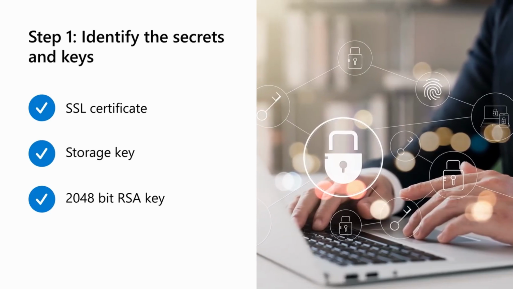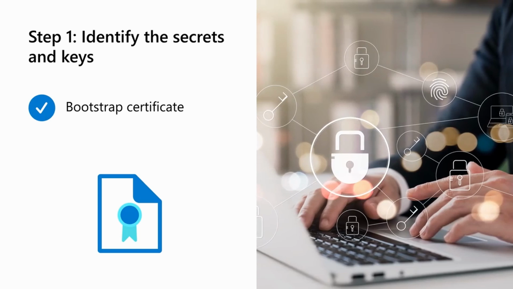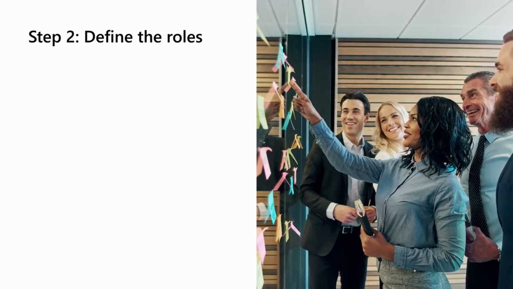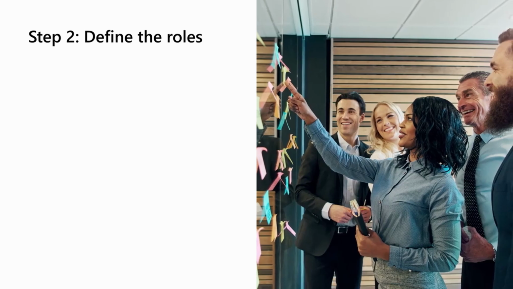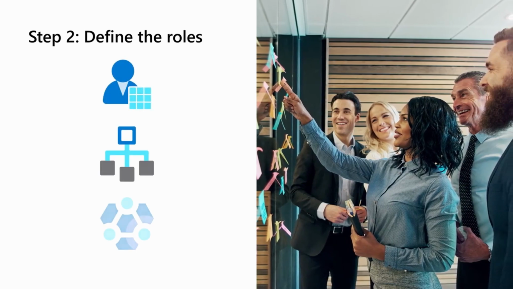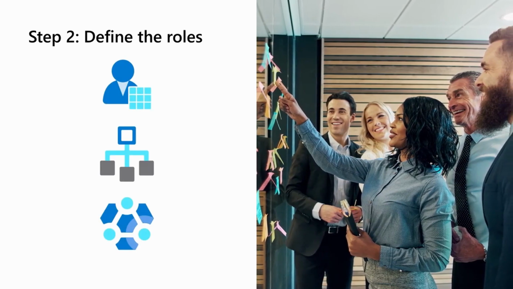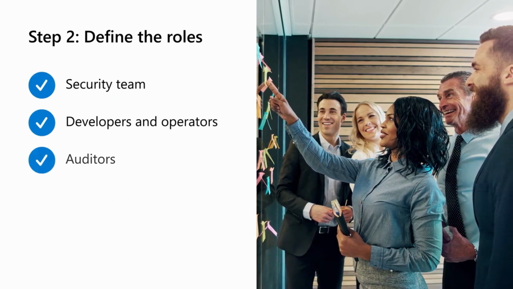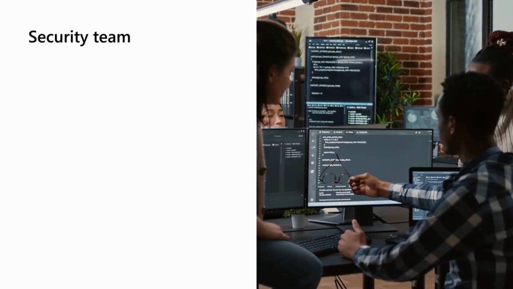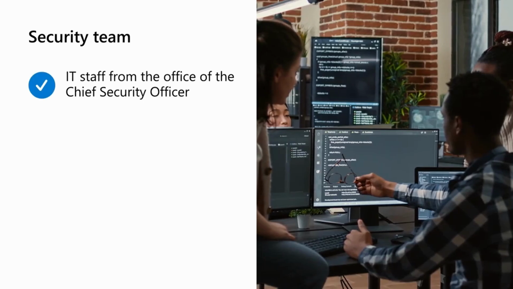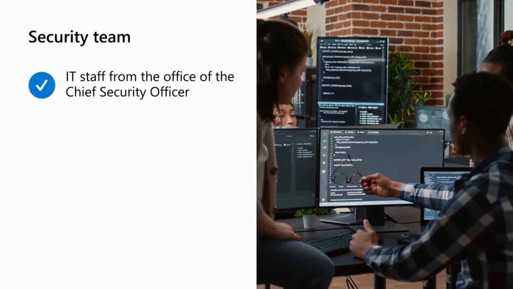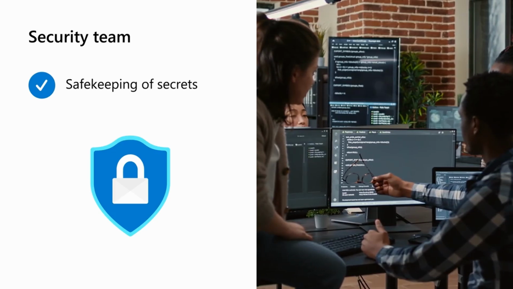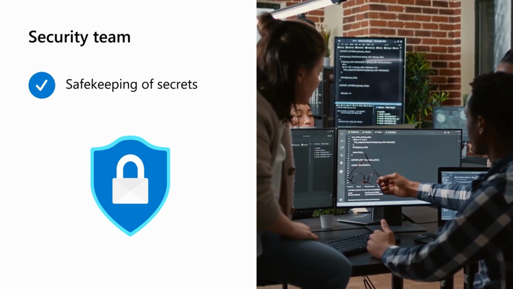You will also store the Bootstrap certificate, which is used to authenticate with Azure Active Directory. The next step is defining the roles to specify who can manage, deploy, and audit the application. These roles include the security team, developers and operators, and auditors. The security team consists of IT staff from the Office of the Chief Security Officer or similar contributors. The security team is responsible for the proper safekeeping of secrets.